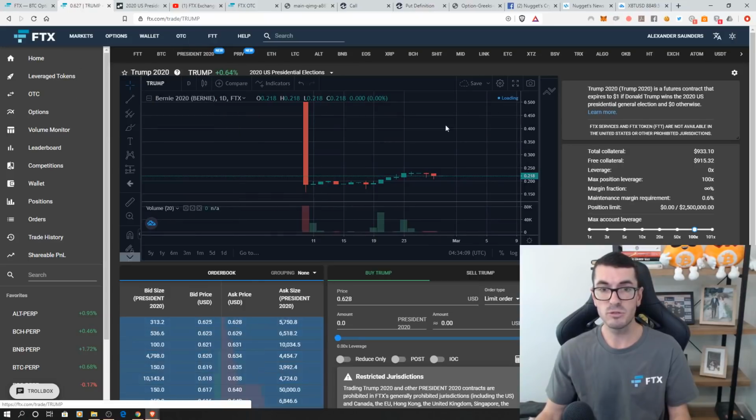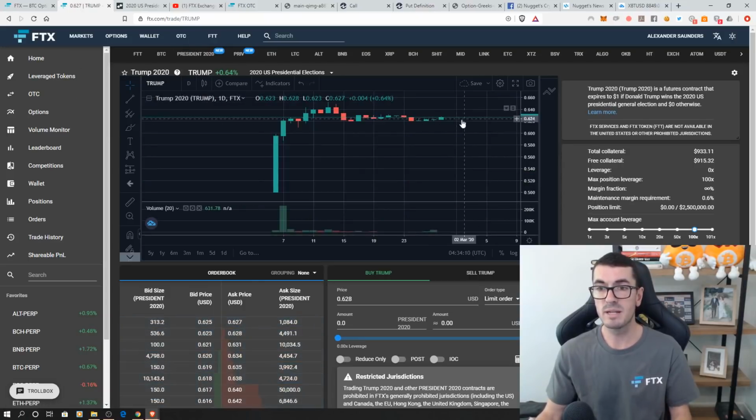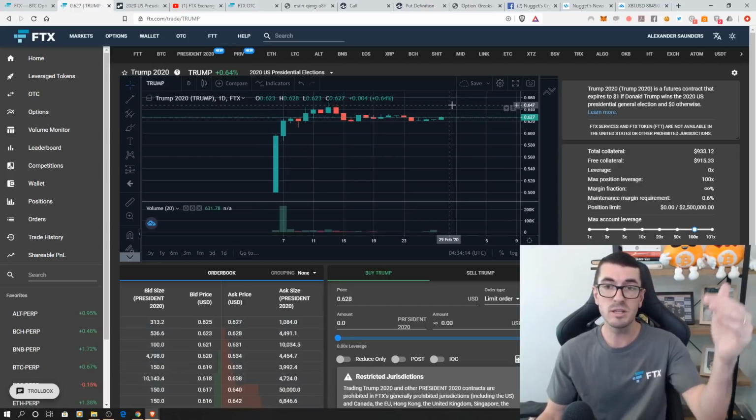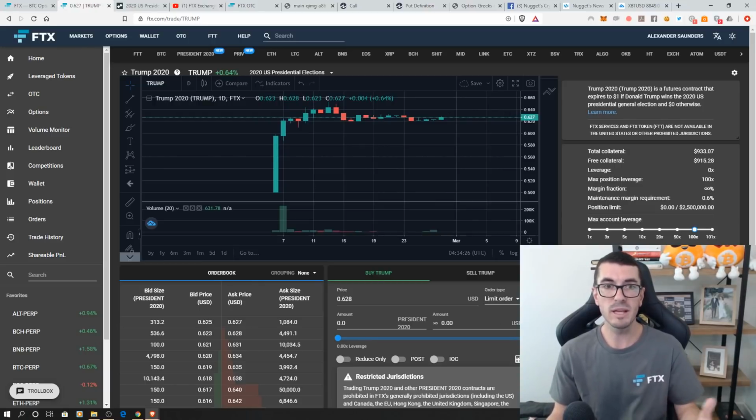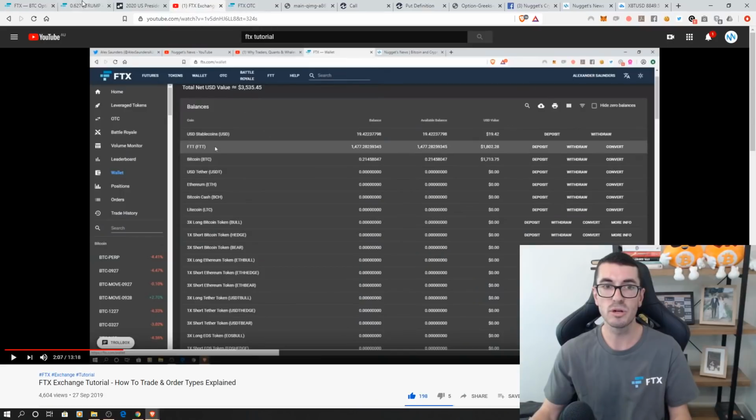So let's have a look at Trump. At the moment, he's around a 62.7% chance of getting elected. If he wins, it goes up to $1. If he loses, it goes down to 0. So if you're really confident that Trump's going to get elected, not only can you buy this token, but you can actually buy it on leverage, just like we buy Bitcoin on leverage. So with leverage comes more risk.